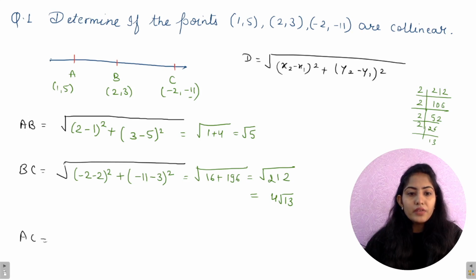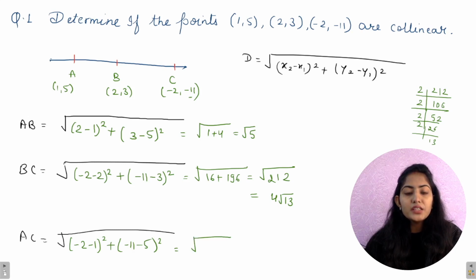So in AC what will happen? Here it is minus 2 minus (minus 1) whole square plus (minus 11 minus 5) whole square. Now come to the solution: minus 3 square, that is 9, plus 16 square, that is 256, and when we add it we will get 225, that is equal to the square of 15. It is a square of 15, right?